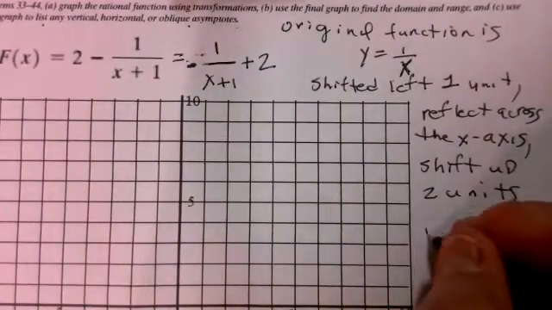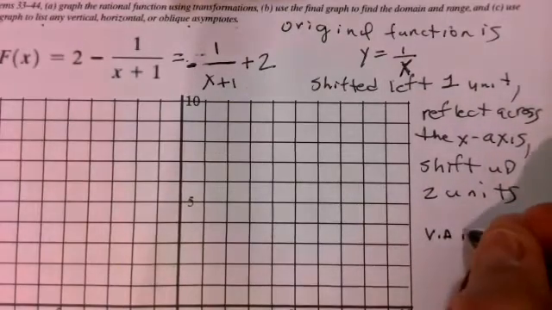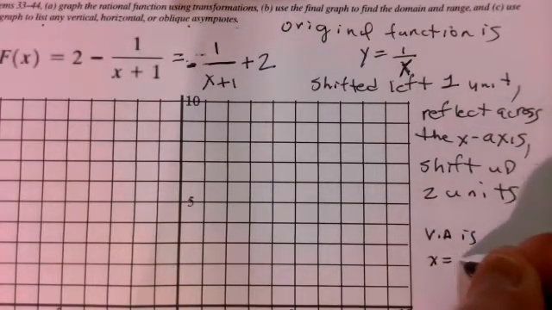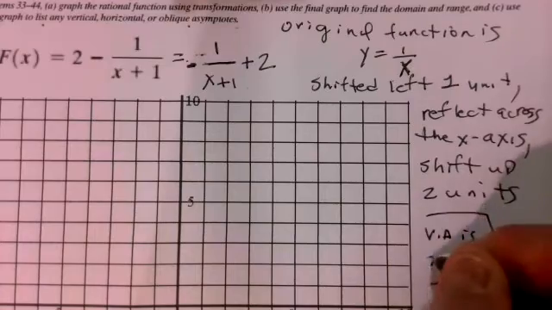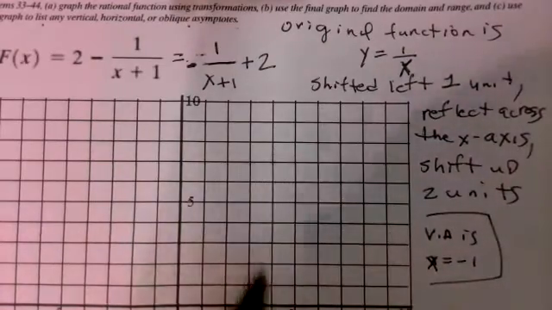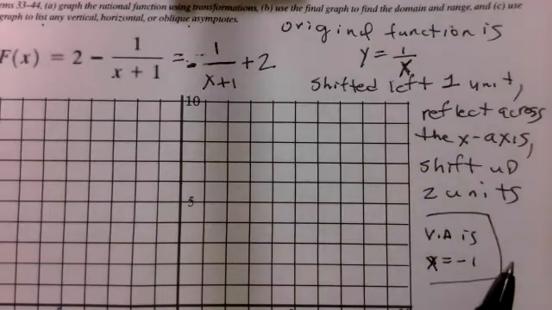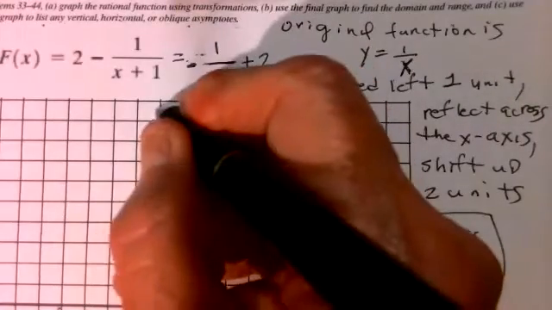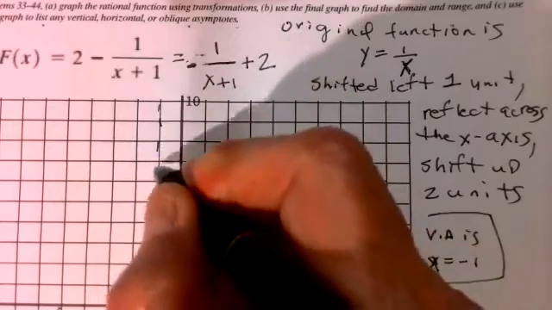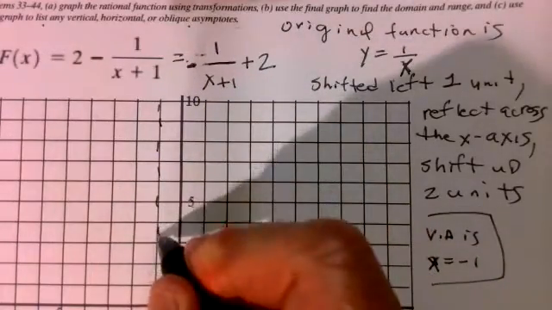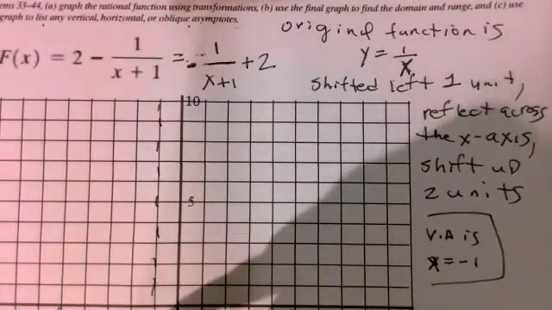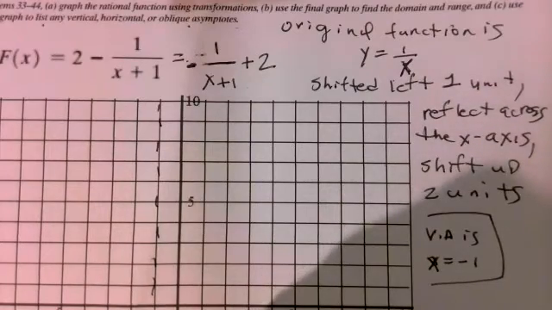So why don't we go ahead and put that in? The vertical asymptote is x equal -1. We know that because if you set the denominator equal to 0, you get x equal -1. So one part in graphing this is to go ahead and draw in your vertical and horizontal asymptote.